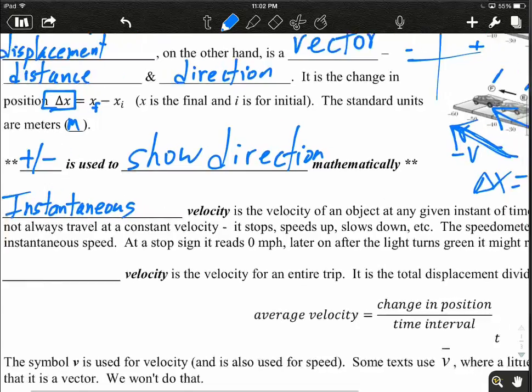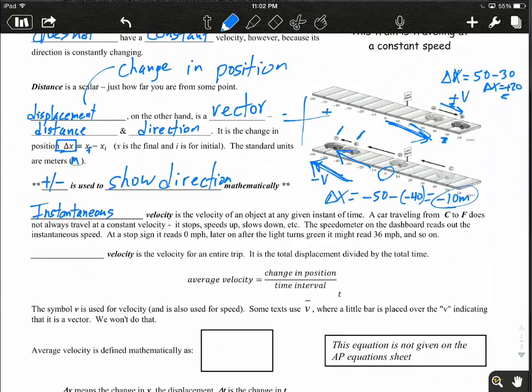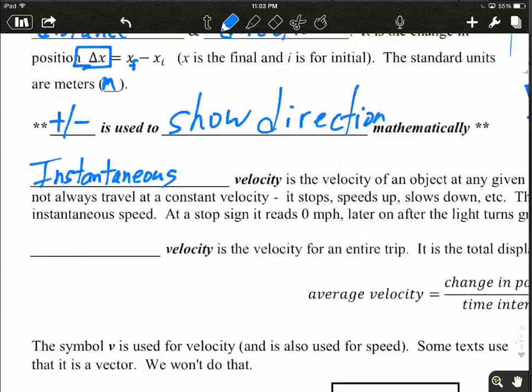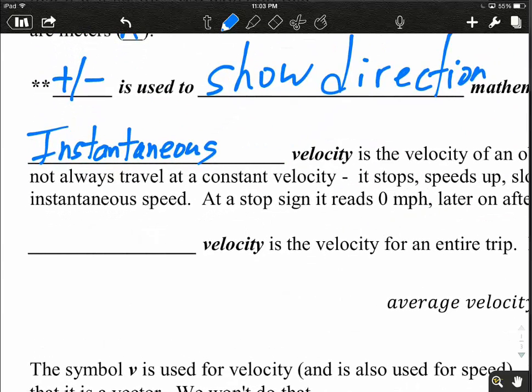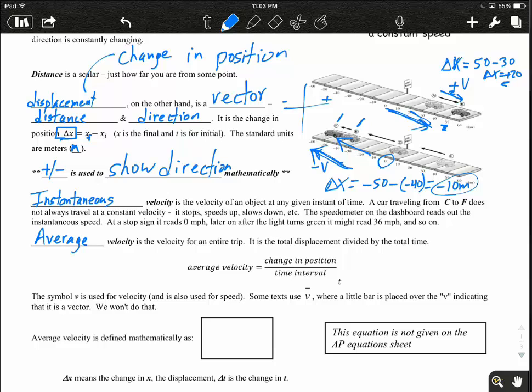Okay, instantaneous velocity is the velocity of an object at any given instant in time. Well, for us, they're always moving at a constant velocity, so the instantaneous velocity matches up with other instants in time, right? Because it's always going the same. But if it does change, we could find an average velocity also. So you've just got to be careful whether you're looking for instantaneous or average.